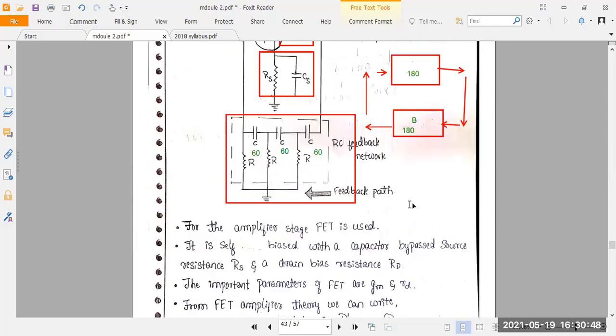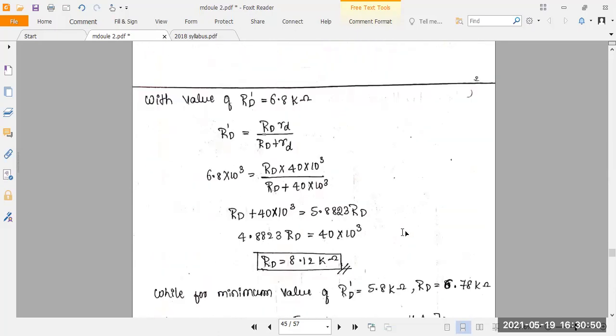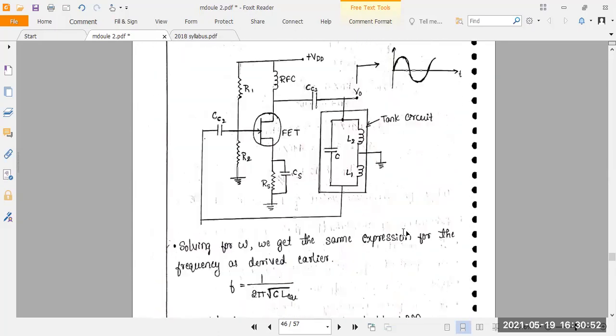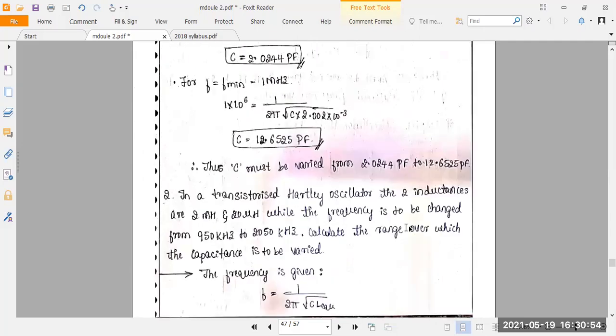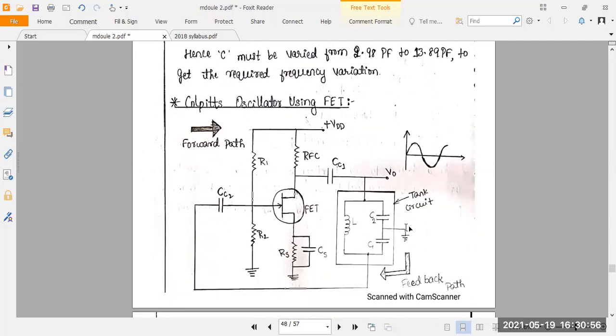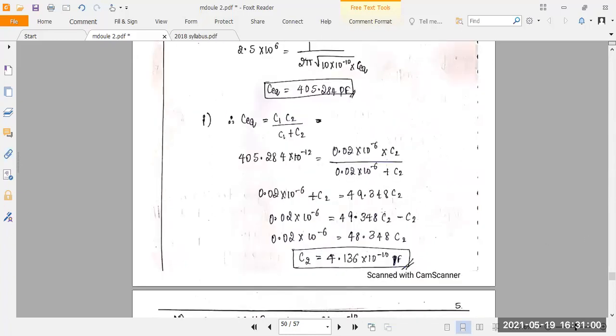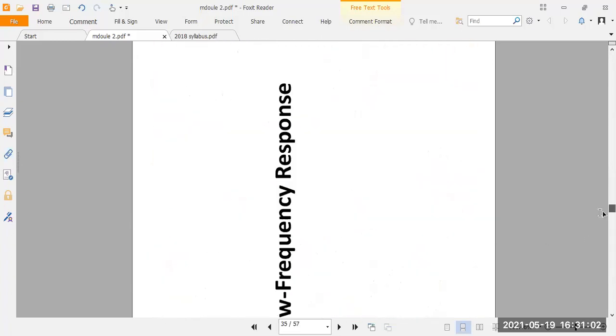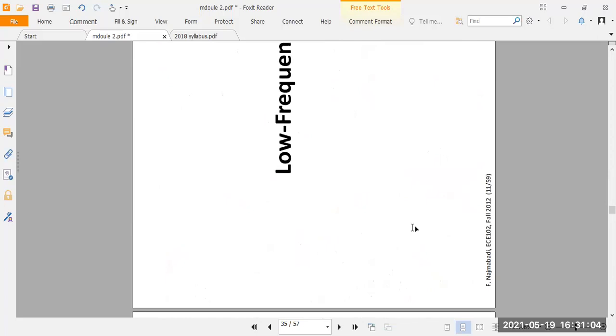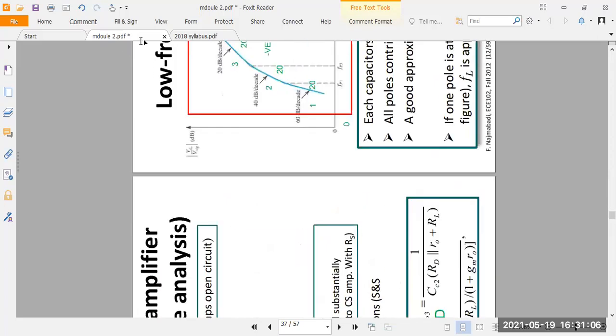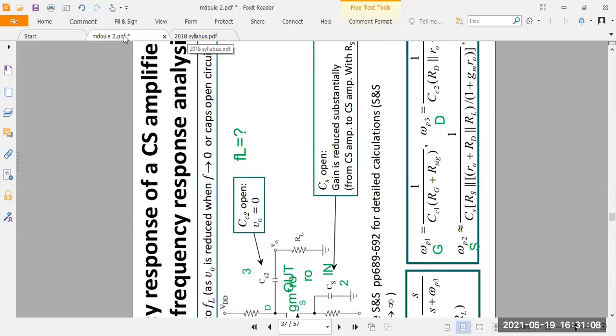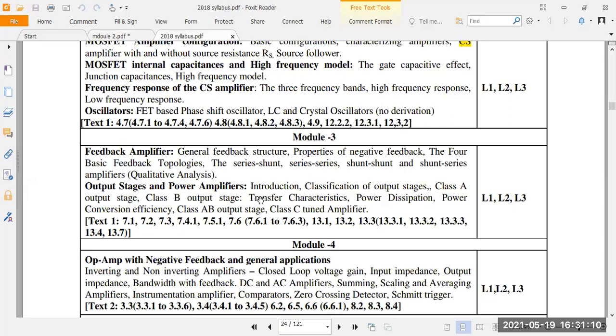Understood? For tomorrow's class, we'll discuss the Hartley oscillator, then the Colpitts oscillator, then the crystal oscillator. There are three oscillators again. That we'll discuss in tomorrow's class. So are there any doubts in today's class? If there are any doubts, you can ask me now.